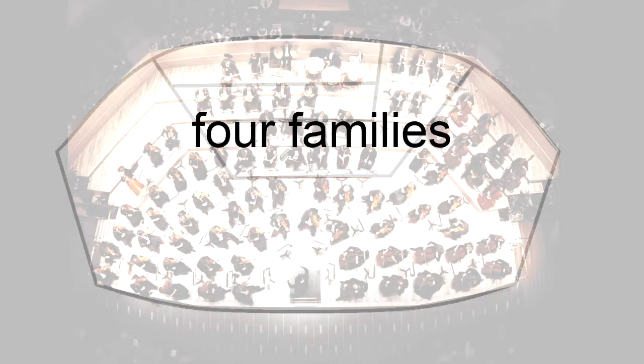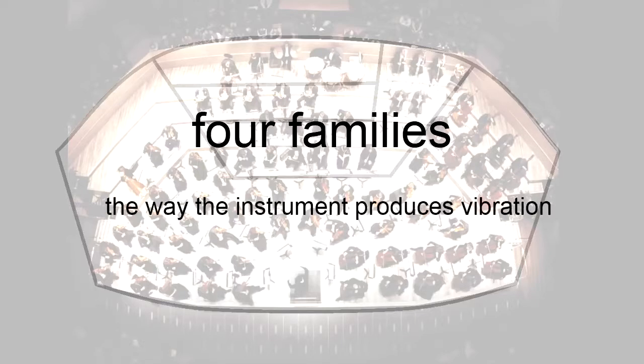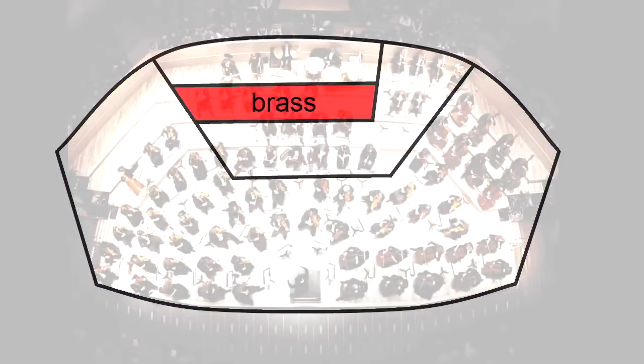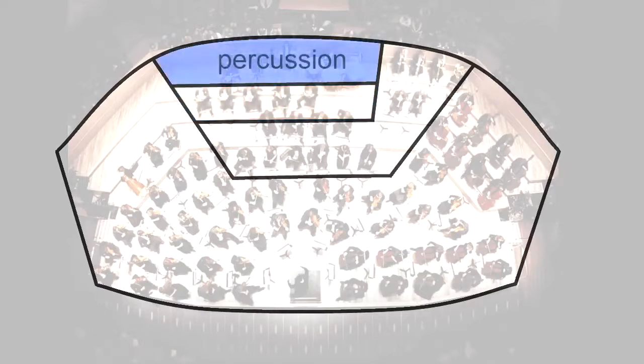To start, we can break the instruments into 4 families. Each family is grouped by the way the instrument produces vibration. This kind of classification gives us the string family, the woodwind family, the brass family, and the percussion family.